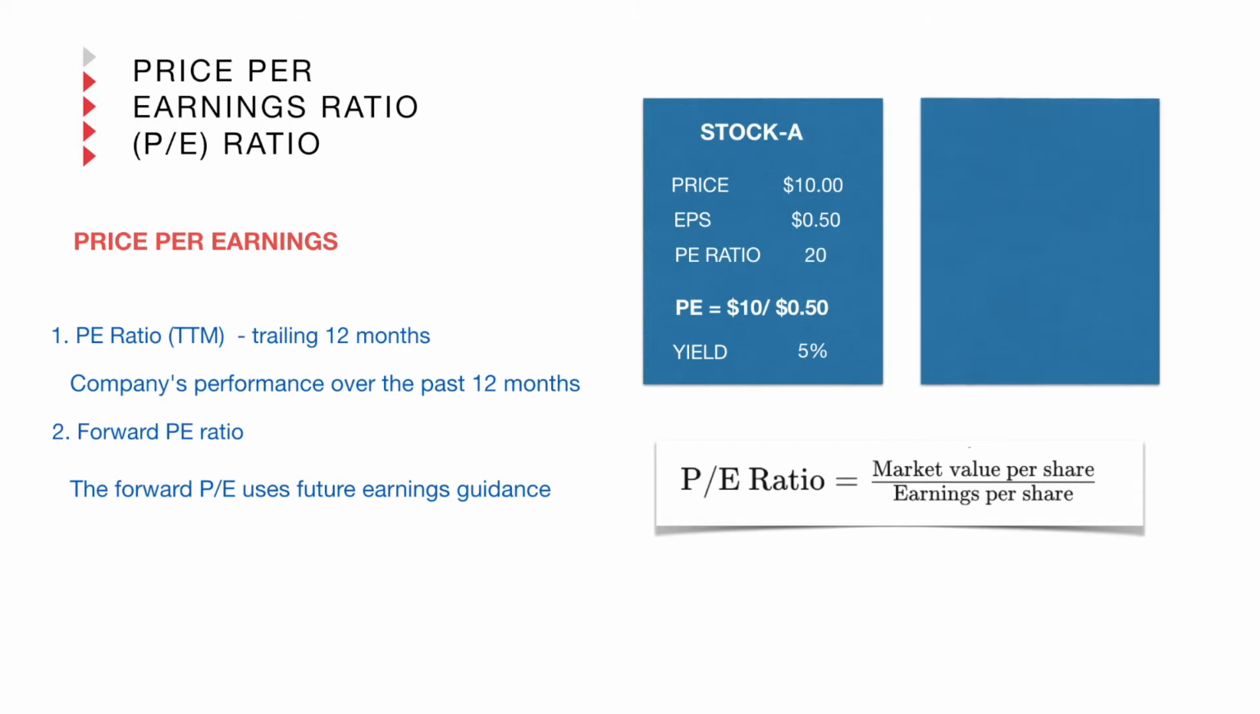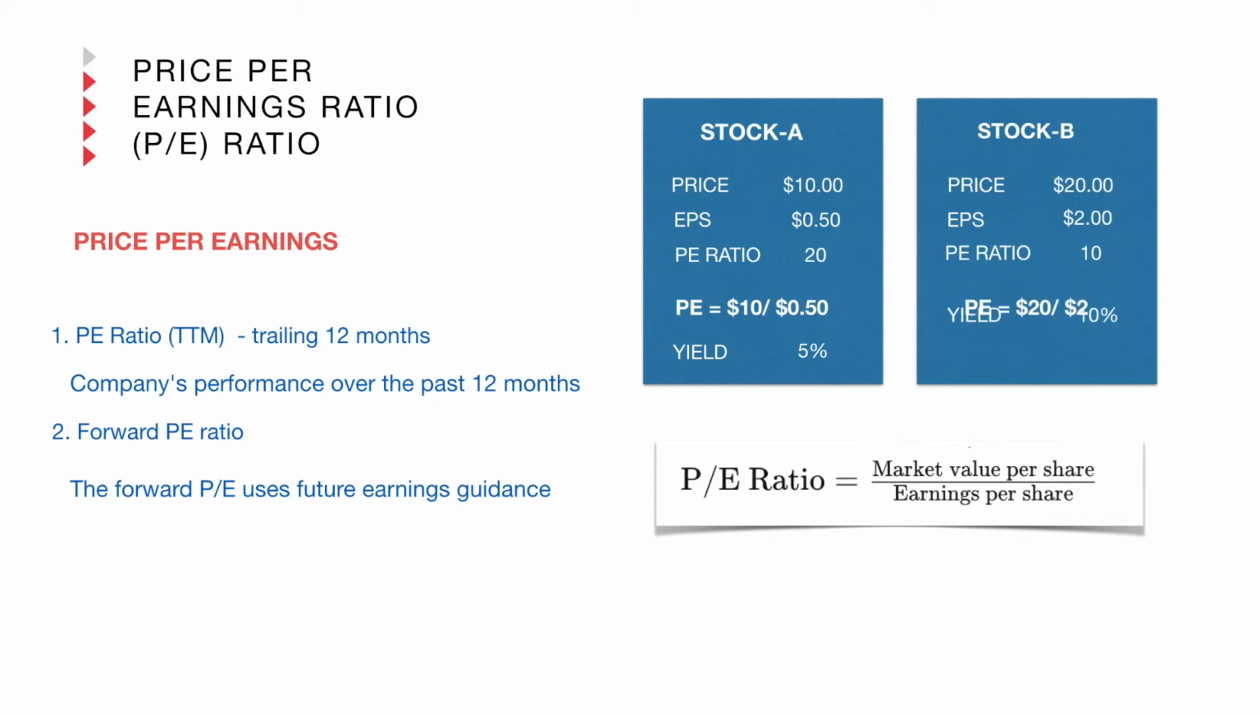If stock B is trading at $20 and its EPS was $2, it has a PE of 10, that is $20 divided by $2, and an earnings yield of 10%, that is $2 for $20.